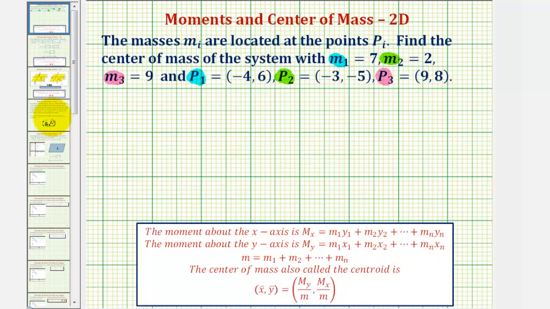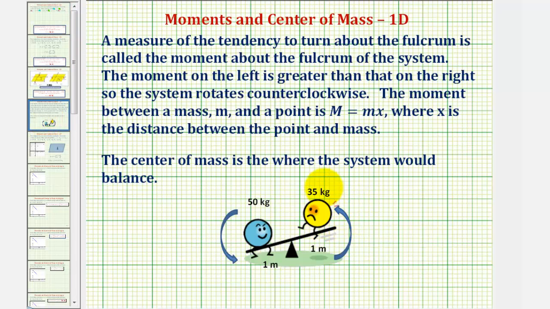Let's begin by looking at a one-dimensional system, as we see here, which is a teeter-totter. The measure of tendency to turn about the fulcrum is called the moment about the fulcrum of the system. In this system, the moment on the left, this side here, is greater than that on the right, this side here, so notice how the system would rotate counterclockwise. The moment between a mass m and a point is the product of the mass and x, which is the distance between the point and the mass.